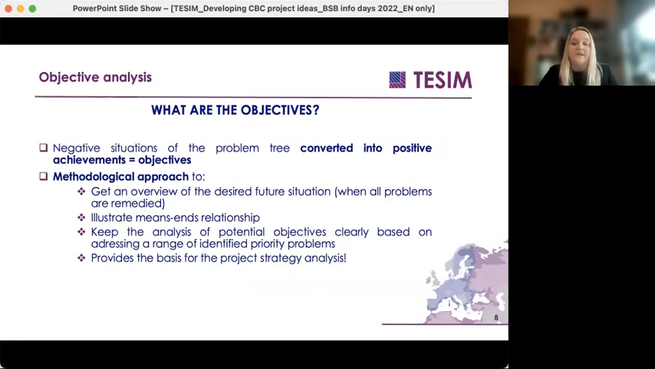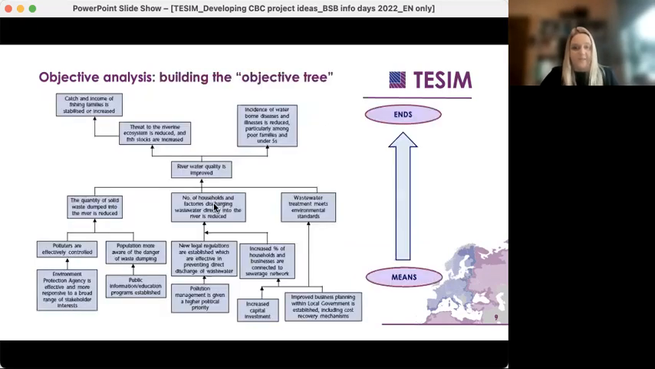This is when we convert the problem tree into the objective tree. We keep all the logical links that we have already established, but now the causes become means and effects become the end objectives. And with this, we create the desired future situation. We change the formulations of the problems to objectives.